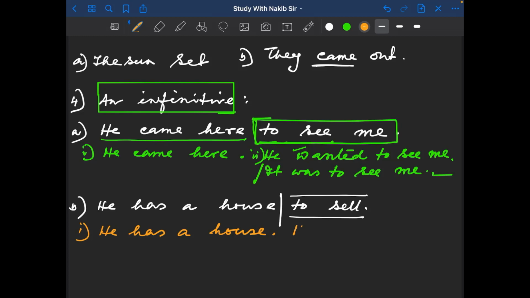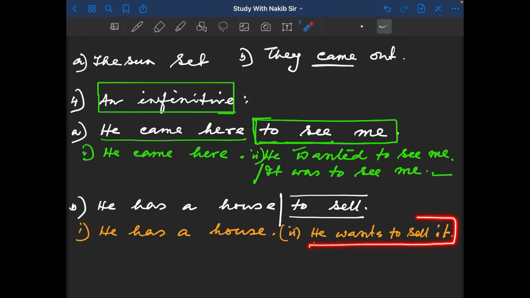He, you know. Number two, he wants or wishes to sell it. Okay, so to sell is an infinitive, and for this infinitive, this sentence, he wants to sell it, is made, and from this given sentence we have got two sentences. Number one, he has a house, and number two, he wants to sell it. This sentence is from this part.